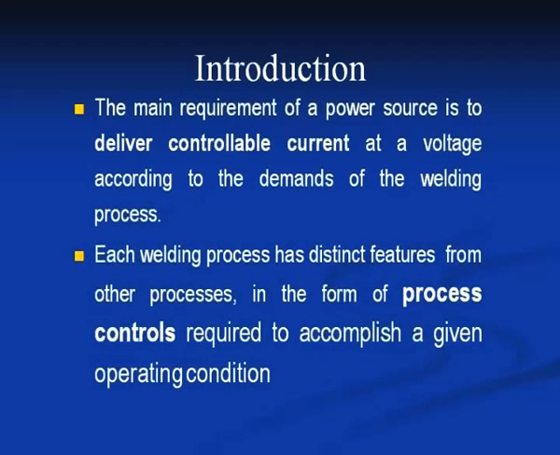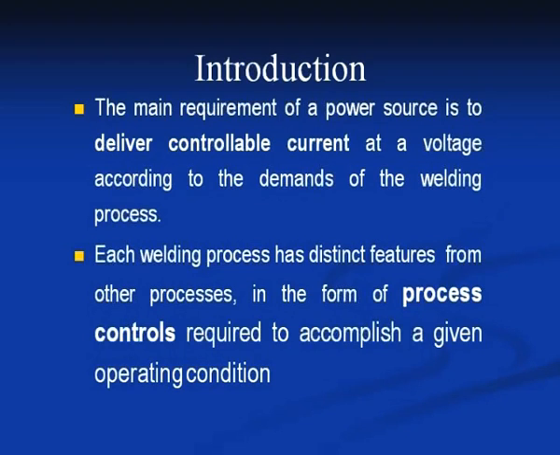Each arc welding process needs a controllable delivery of current for producing a stable arc, so that proper fusion of the base metal can take place and a sound weld joint can be made. So, you know that the main requirement of a power source is to deliver a controllable current at a voltage according to the demand of the process.